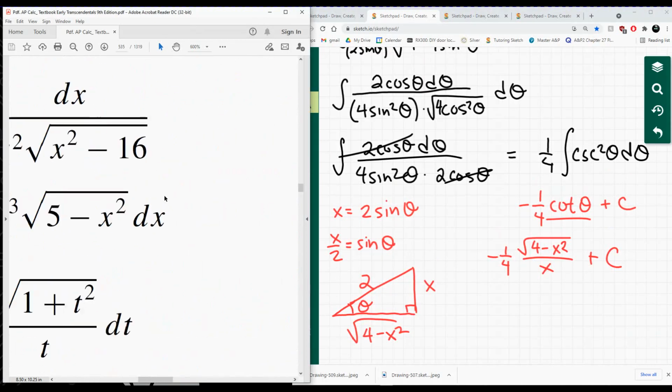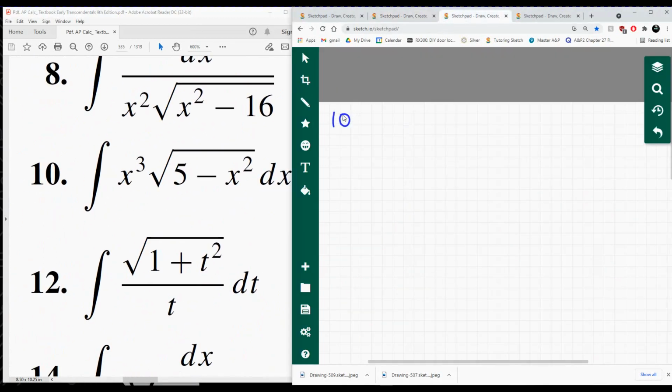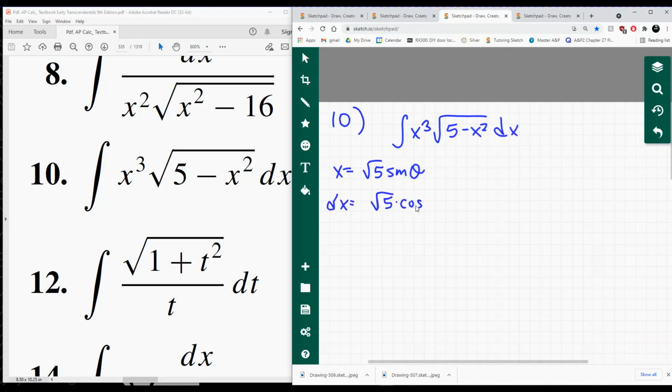Let's do an example, particularly number 10. This looks like a very challenging one. So we have the following. We have the integral of x cubed square root of 5 minus x squared dx. The idea here, we will set x equal to the square root of this number, square root of 5 sine of theta. And as a result, we know that dx is going to be radical 5 times cosine of theta d theta. That will replace this term.